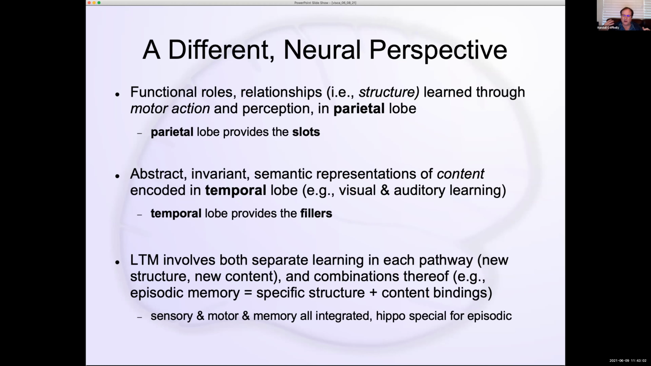And so you think about long-term memory in a more integrated way, as opposed to being divorced from sensory motor processing, rather being much more integrated with sensory motor processing, coming out of a sensory motor core foundation. And then the hippocampus, this episodic memory, is able to bind together these specific content and structure representations.